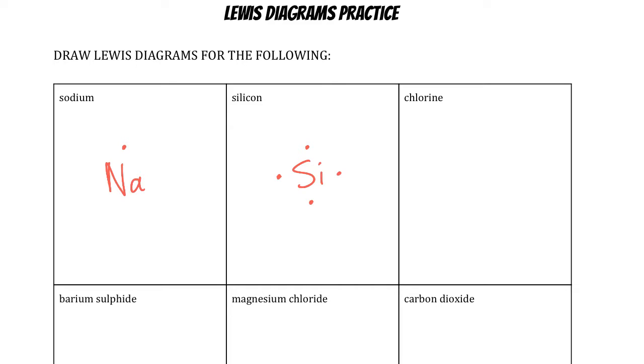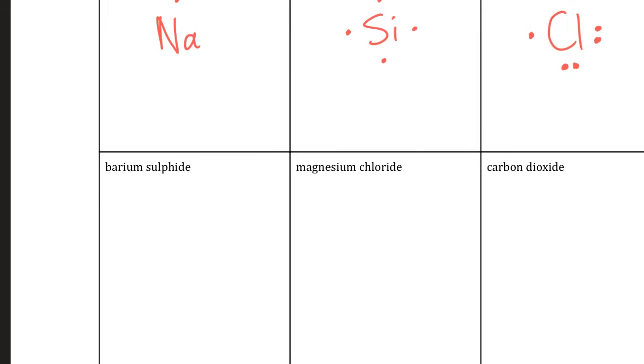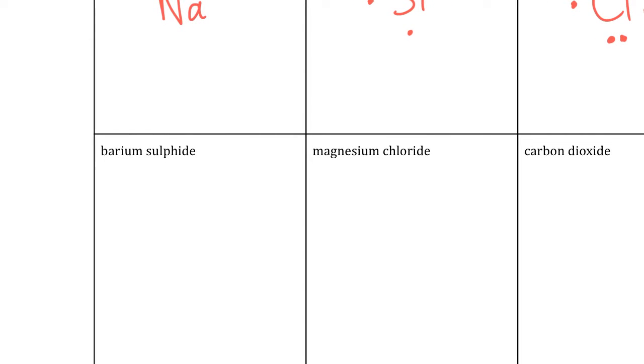Chlorine. Cl has 7, so 1, 2, 3, 4, and now you can pair 5, 6, 7. That's chlorine. All right, now let's get to something more interesting, which is actually writing out the compounds.